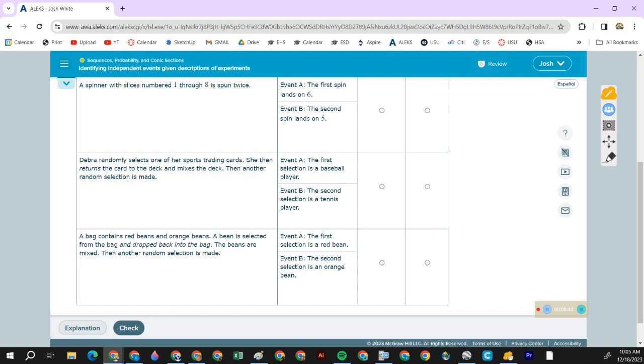Last one. A bag contains red beans and orange beans. A bean is selected from the bag and dropped back into the bag, and then a second selection is made. Does event B depend on event A? No. I stuck it back in. So those would be independent.